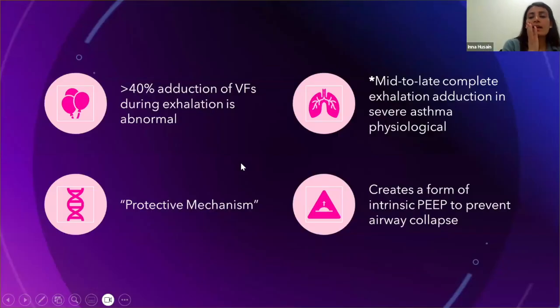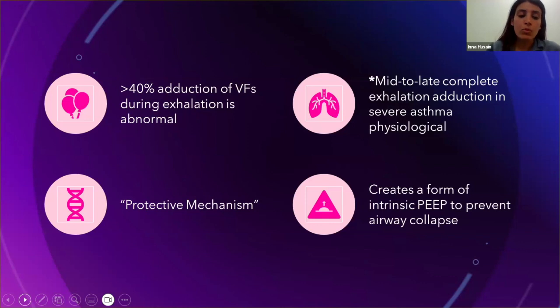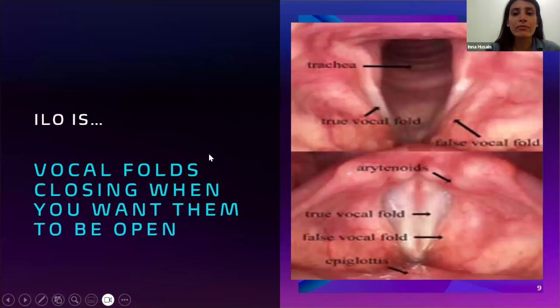Now, there are certain conditions where some of this overclosure is actually considered physiological. This is primarily in our patients who have very severe pulmonary disease. We talk about this idea of the vocal folds closing when they're breathing out in patients with severe asthma, and this is actually considered a protective mechanism. By closing those vocal folds with air pushing through, it creates a sort of intrinsic PEEP, positive end expiratory pressure, that helps keep airways open. So this vocal fold dysfunction, or inducible laryngeal obstruction, can be physiological in patients with very severe disease. More commonly, though, we see this in patients without that level of pulmonary disease.